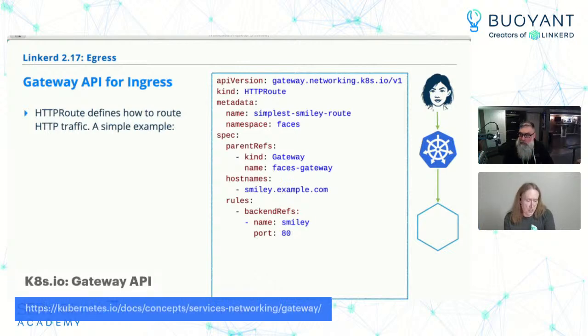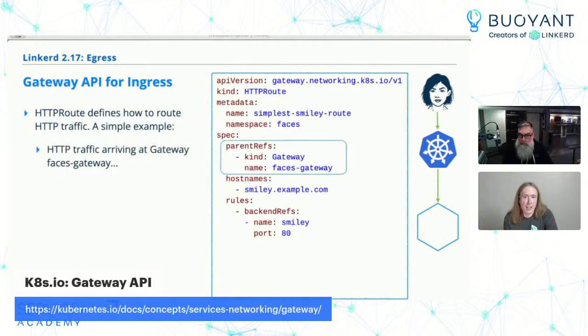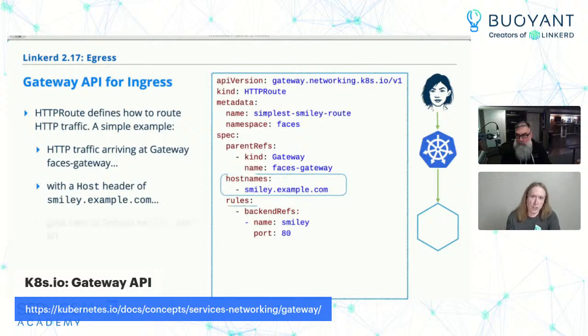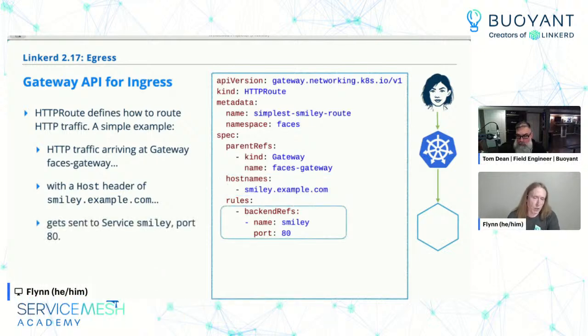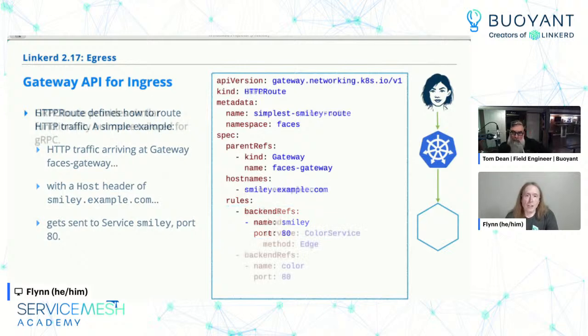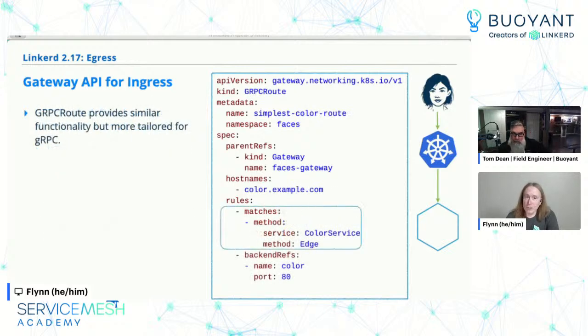So like here's an HTTP route resource that says any HTTP traffic arriving at the Faces gateway with a hostname that matches smiley.example.com should get routed to the Smiley workload on port 80. Not very complex. There's a lot more complexity that you could do here.